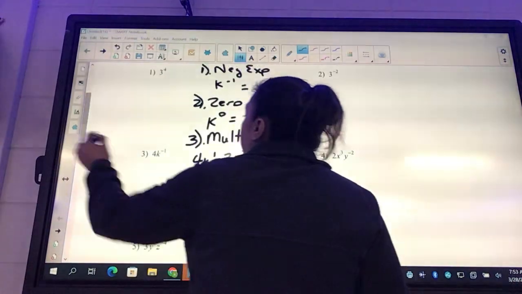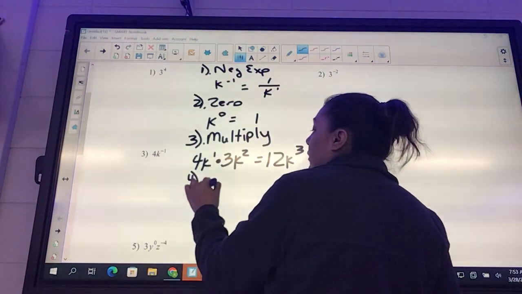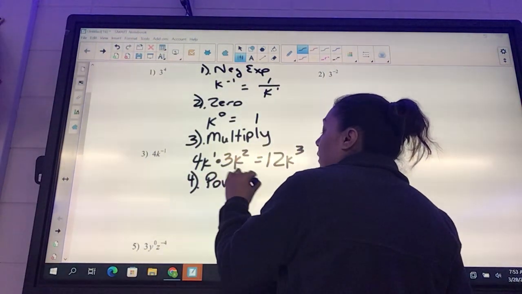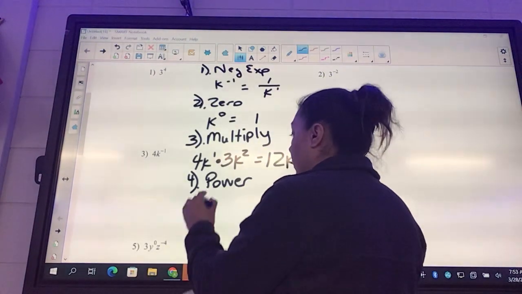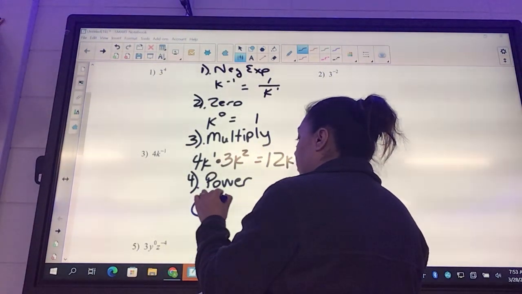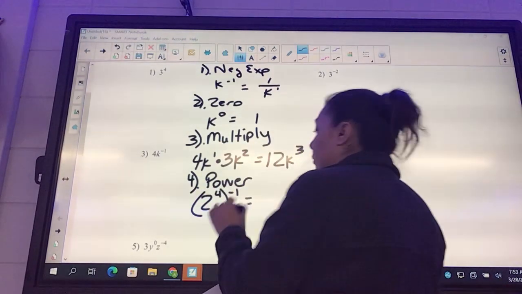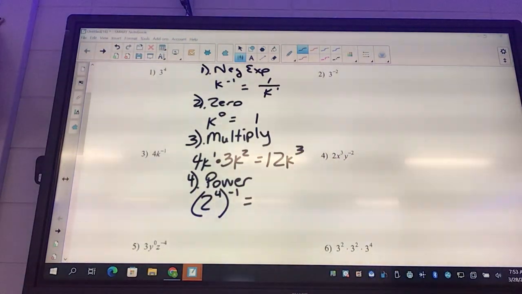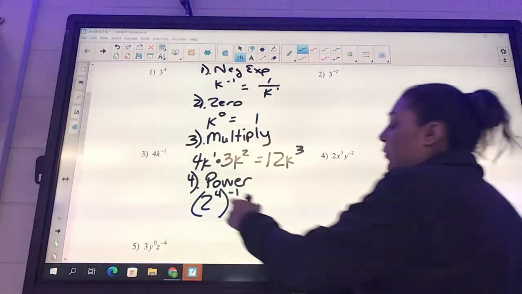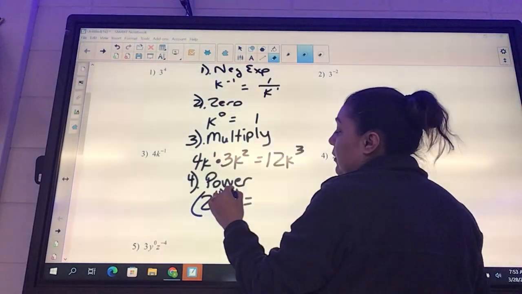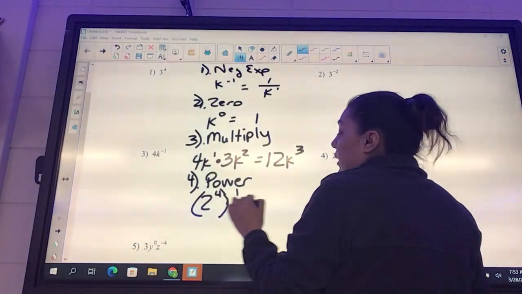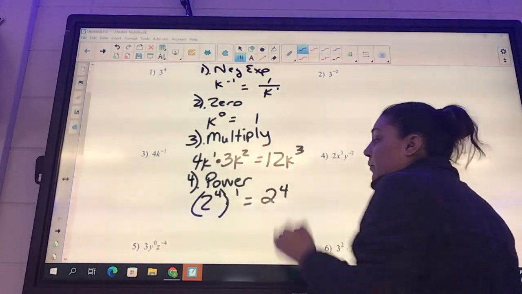What about the power rule? Our fourth one is the power rule. If we have something like 2 to the 4 to the negative 1, what do you do with the exponents? You multiply them. So 4 times negative 1, actually, I'm going to change this to a positive 1, is going to be 2 to the 4th.